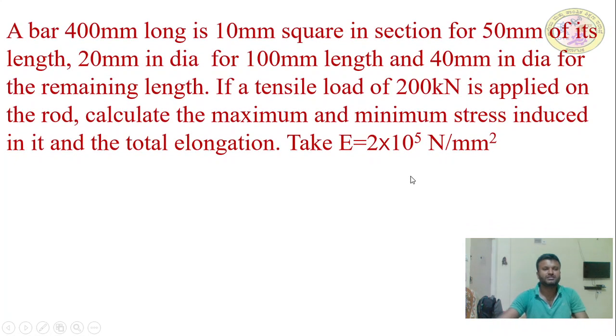I'll read out the question. A bar 400 mm long is 10 mm square in section for 50 mm of its length, 20 mm dia for 100 mm length, and 40 mm dia for the remaining length.